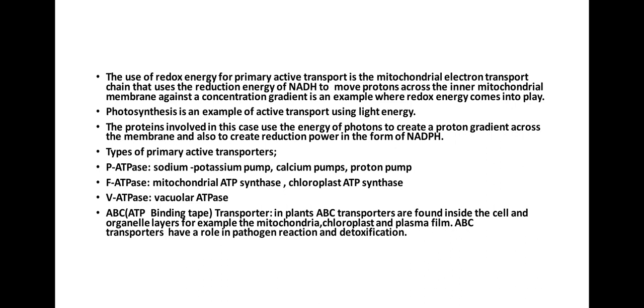The proteins involved in this case use the energy of photons to create a proton gradient across the membrane and also to create reducing power in the form of NADPH. There are many types of active transporters like P-ATPase, sodium-potassium pump, calcium pump, proton pump, F-ATPase, mitochondrial ATP synthase, chloroplast ATP synthase, V-ATPase like vacuolar ATPase, and ABC (ATP-binding cassette) transporters. In plants, ABC transporters are found in cell and organelle membranes, for example the mitochondria, chloroplast, and plasma membrane. ABC transporters have a role in pathogen response and detoxification.